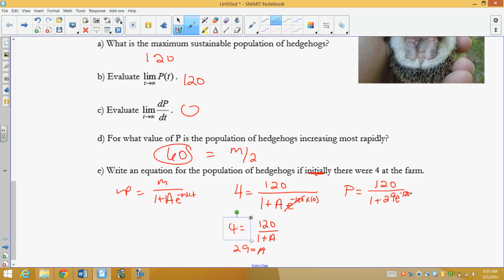So my population is going to be 120 over 1 plus 29e to the negative MKt, which is 120 times k, which was given in front of the P and the 120 minus P, that's that 0.0004 number, times t. And that ends up being, if you simplify it, P equals 120 over 1 plus 29e to the negative 0.048t.